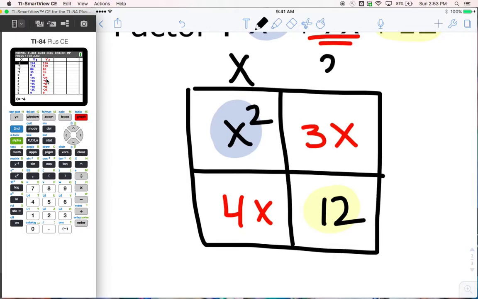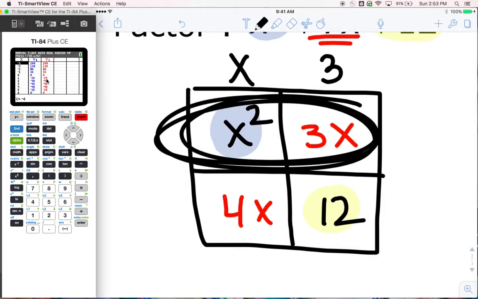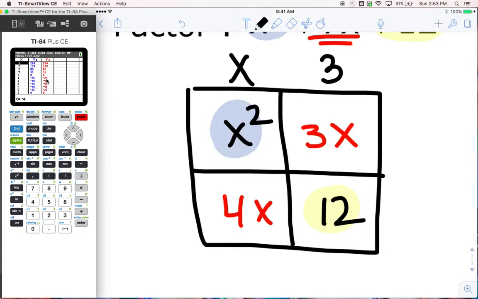Okay, well, they're both divisible by 3. Now, they don't both have x, so I don't use x. And we're done with our columns. Now we look at our rows. x squared and 3x. What do they have in common? Well, they both have x, and that's about it.